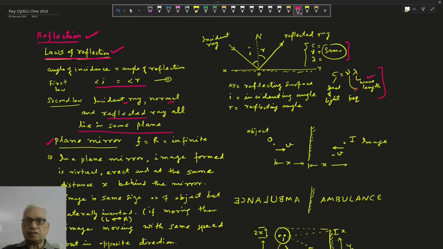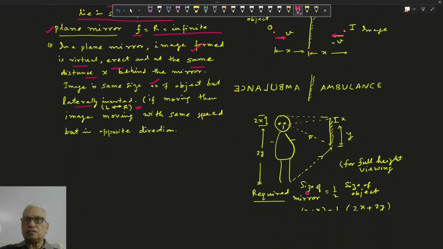First, plane mirror. Here focal length and radius of curvature are infinite. Suppose this is the object and this is the image, they are at equal distance from the plane mirror. Suppose the object is moving with a velocity approaching the mirror, the image also moves with the same speed but in the opposite direction. In a plane mirror, the image formed is virtual, erect, at the same distance, and moving with the same velocity in the opposite direction.